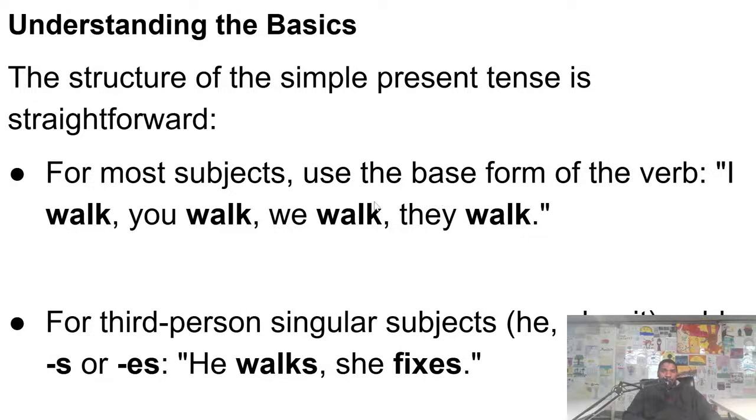I is a first person. You, second person. We would be first person because we're including ourselves. And they is third person, but not singular. They is actually a third person plural subject. So that's why they can fall into the same category with the verb as we, you, and I. But again, for singular subjects, he, she, and it, we must add that S.